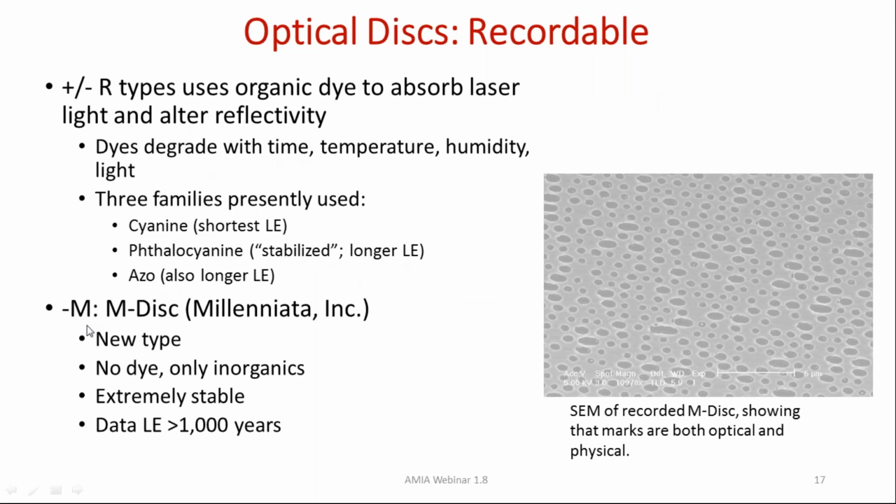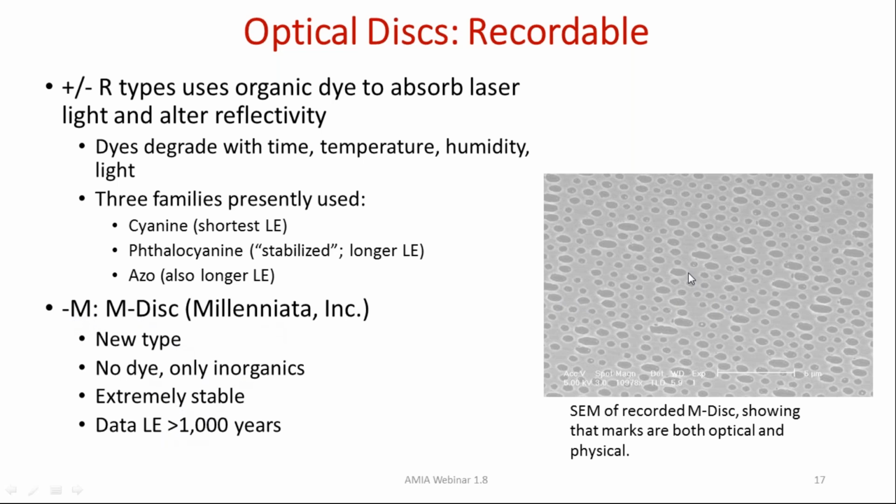Then the last of these that I will talk about, as I mentioned, I will ignore two types because they're very rarely used. This is a new standard that came out just a couple of years ago. It's the -M, and it's the M disc made by a company called Millenniata. It's a very new type of disc. It does not use dyes. It uses inorganics. It's extremely stable. That's what it was developed for. And the life expectancy on these discs is over 1,000 years.